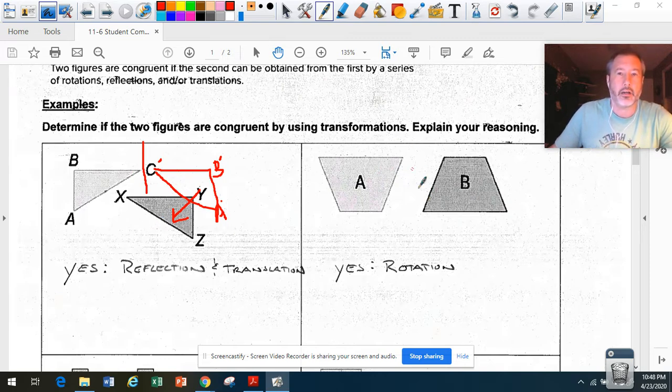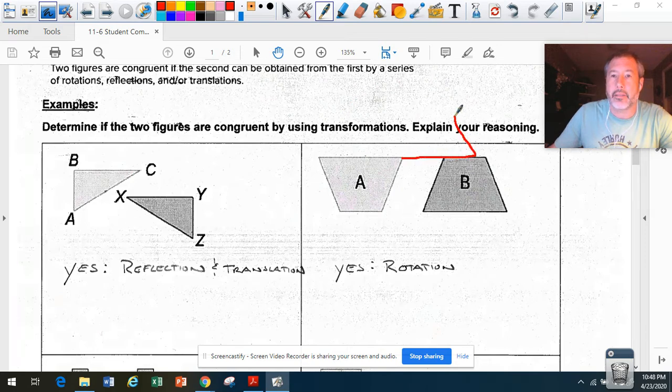Okay, this one here, can I go from A to B? Well, basically, if I rotate this over, boom. Yes, it will be exactly the same. Some type of a rotation. You could even say, hey, it's a rotation and a translation. Because if I rotate it, let's clear this, off of this point here, and I rotate it off of here, I'm going to get something that's going to look like this.